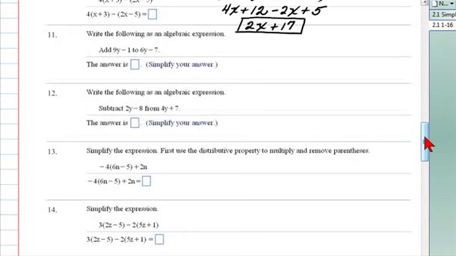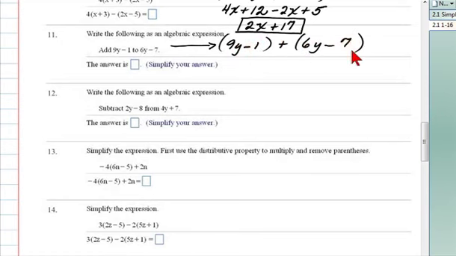The next problem is written in words. It might be a little difficult for you to read. I will read it to you. It says, write the following as an algebraic expression. Add 9y plus 1 to 6y minus 7. So when I translate that, it becomes 9y minus 1 gets added to 6y minus 7.